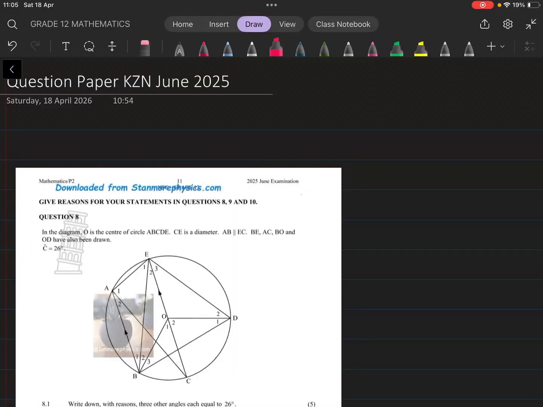Right, welcome to the Maths Master Cluster. Today we're looking at the previous paper, which was written in 2025 in KZN. Right, okay. So we're focusing on Euclidean geometry.